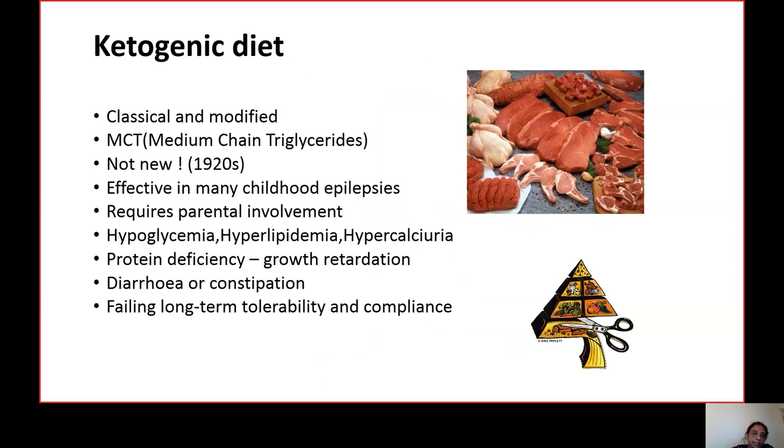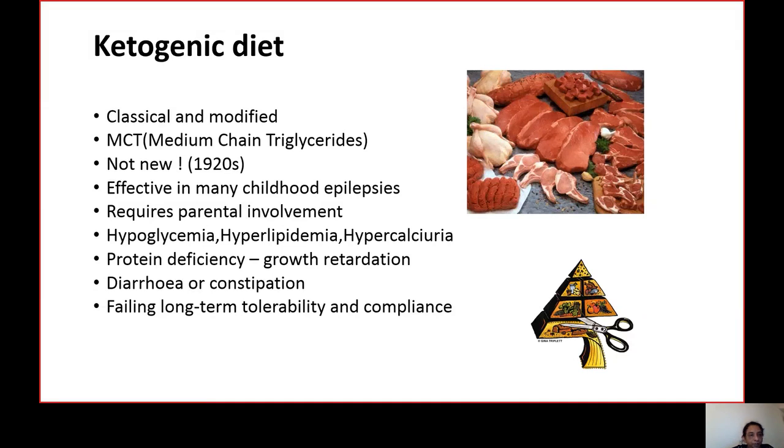So the diet, the ketogenic diet, is something where we use ketones more. So we use a lot of meat, oil and fat. And we basically take off the carbohydrates, so that is what is shown in the picture below. We take off the carbohydrates mostly. In the classical one, the carbohydrates that we give are very minimal.